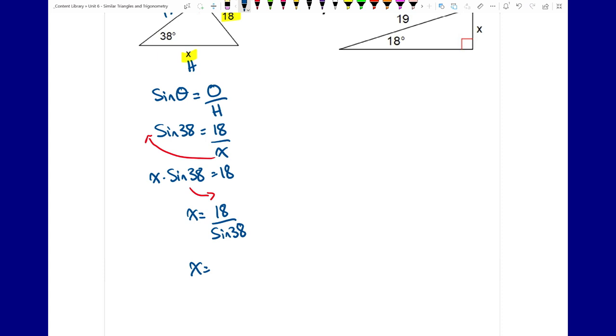18 divided by sine 38. And we end up with 29.2. So that is our missing side length.